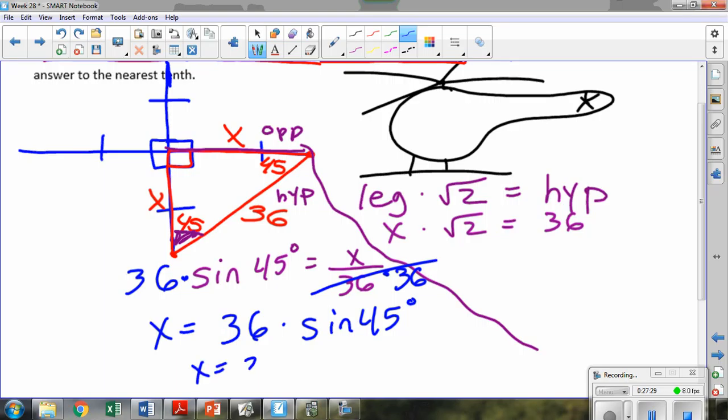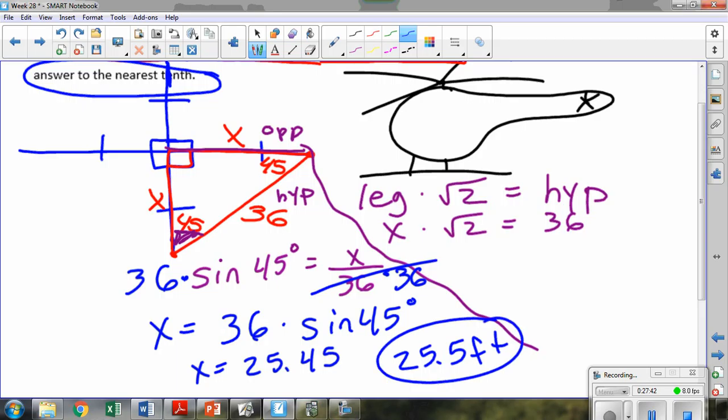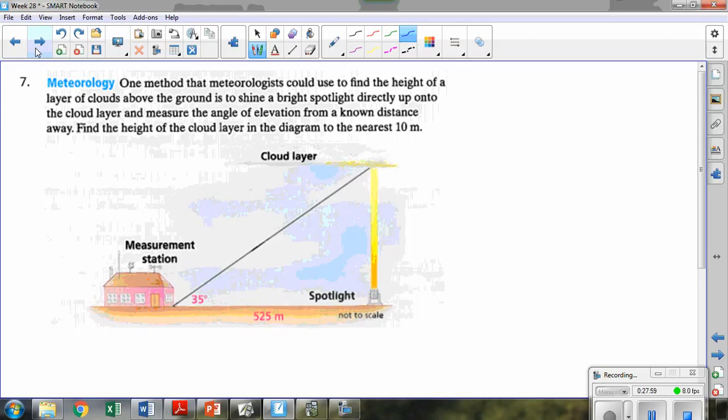Okay, Ethan gave me 25.45. Since we're supposed to round that to the nearest tenth, we have 25.5 feet. And we're done. Of course, if you picked the special right triangle properties, you have got the same answer. You just pick the one that you like best. Let's continue here.